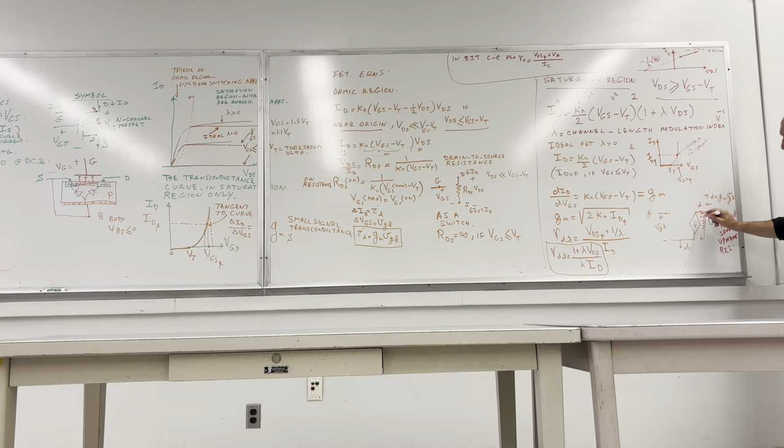And your current source is ID equal to GM times VGS. Actually, this is the GM VGS. That's the current source. So if there are drain resistances or other resistances from here to the ground, etc., we will just show them in the model. Here is the summary of the FET.